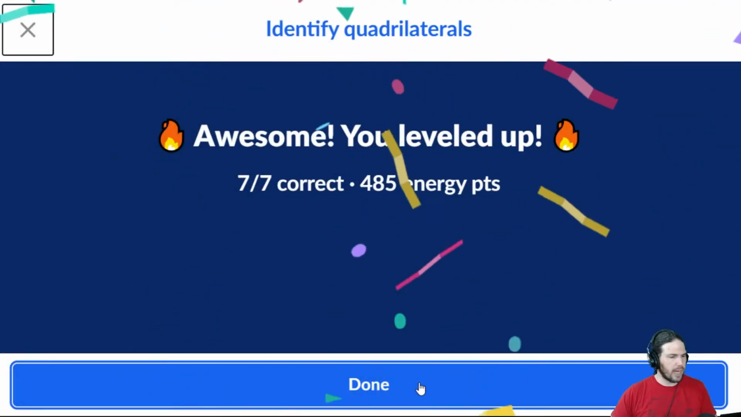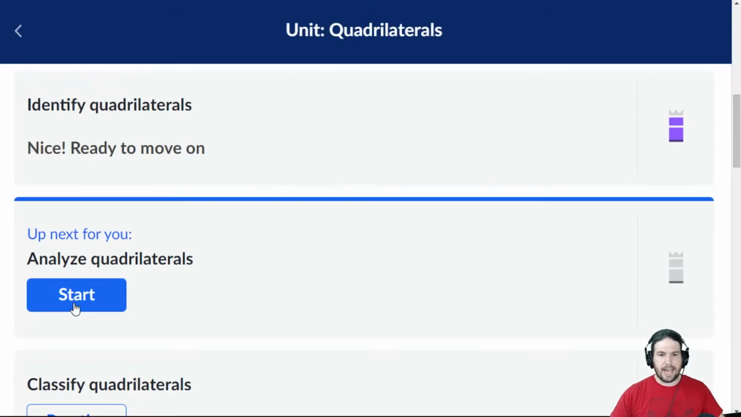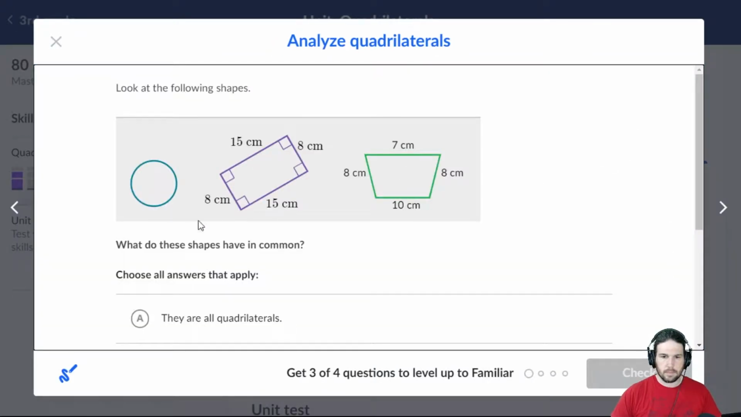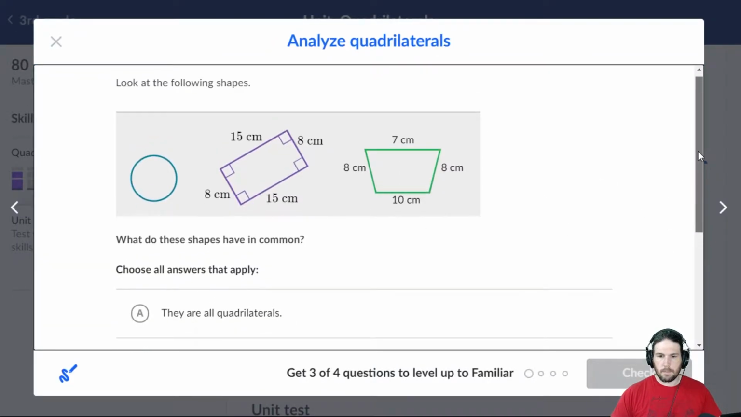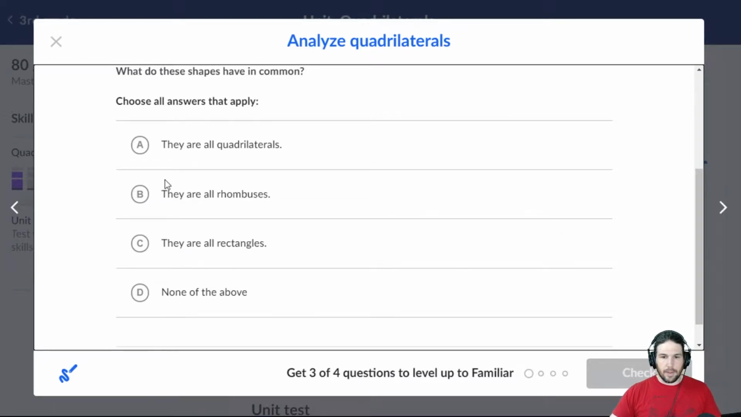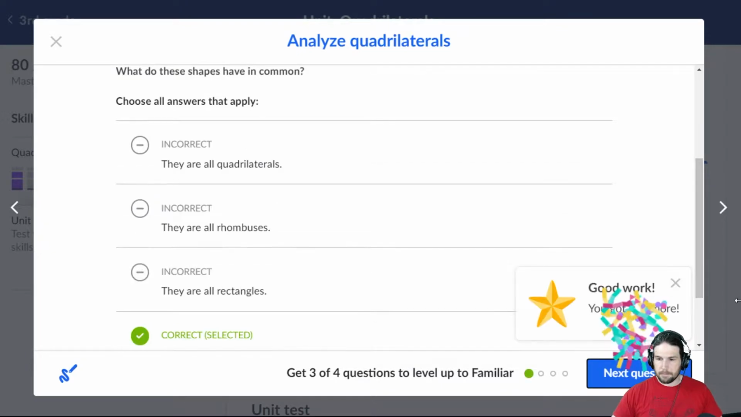That's identify quadrilaterals. Let's now analyze quadrilaterals. What do these shapes have in common? I mean, they don't even all have straight sides, right? If it wasn't for that circle, we could at least say they're polygons. They're not all quadrilaterals. They're not all rhombuses. Yeah, it's none of the above.